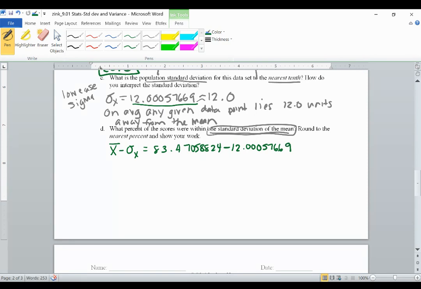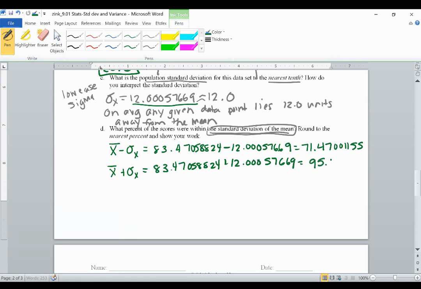We can type that right into our calculator, and it gives us 71.47001155. Then I want to take the mean and add one standard deviation to it. So I'm taking my 83.47058824 again, but this time I'm going to add the 12.000576669. Type that into our calculator, gives us 95.47116.